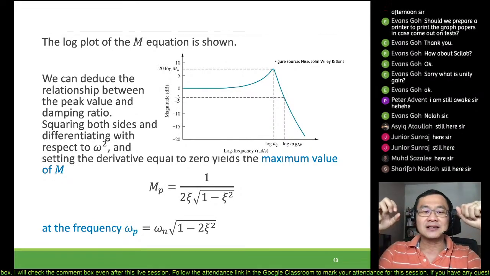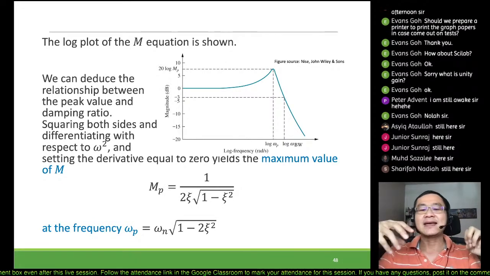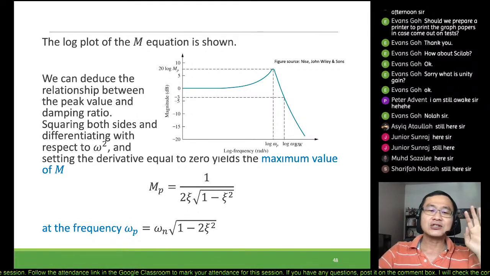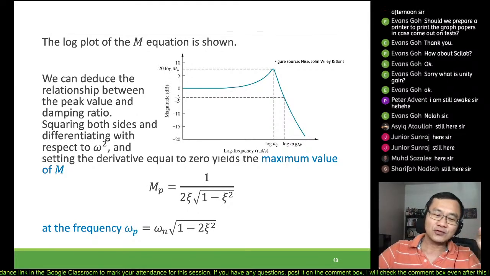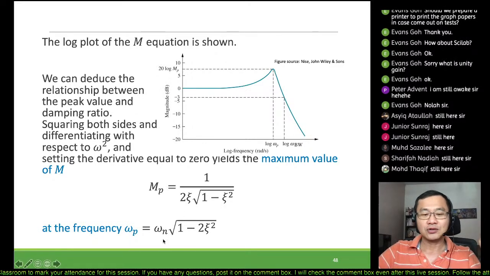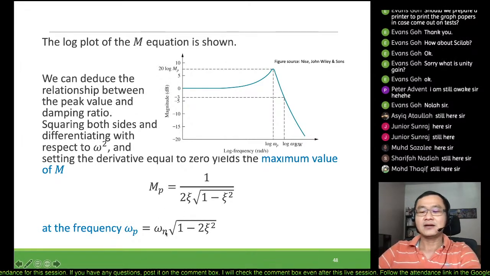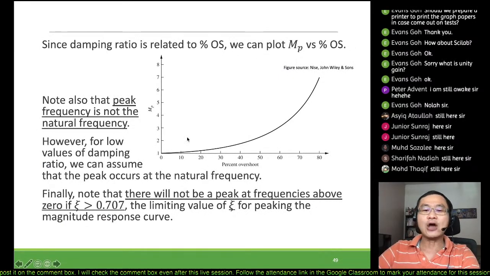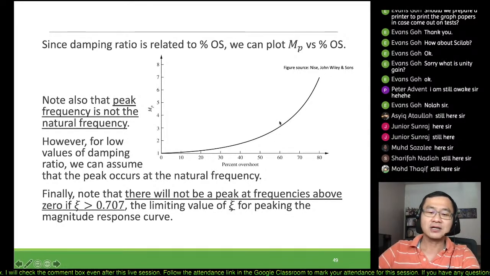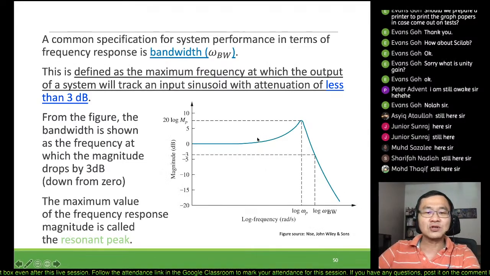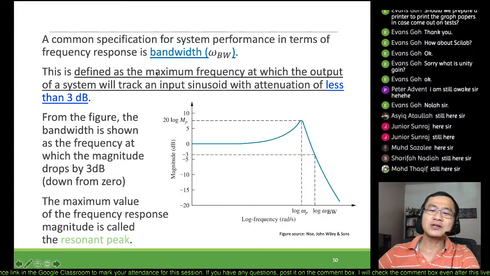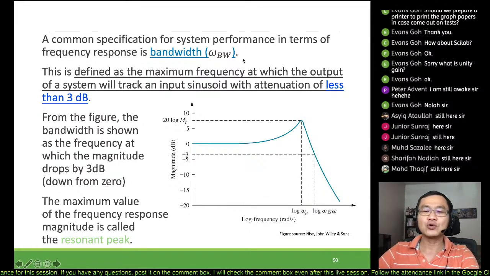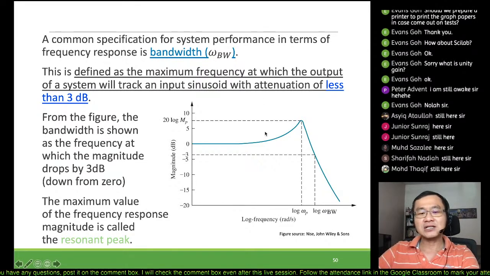So from that, you can use this idea. You can see that the derivation shows a relationship with respect to the damping ratio and the natural frequency. Also, because the damping ratio is related to the percent overshoot, given as such, we will also want to define it in frequency response terms. We call it the bandwidth, omega bw.